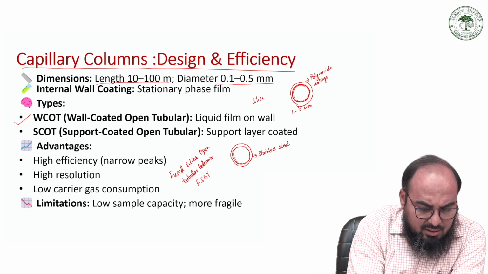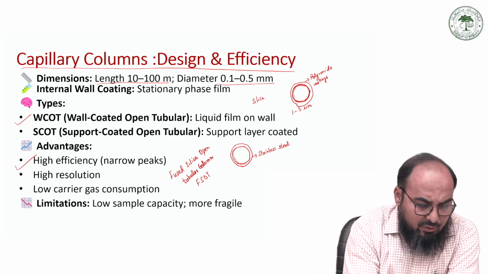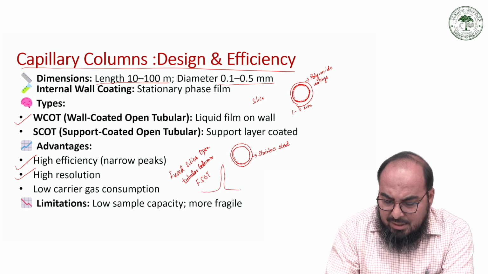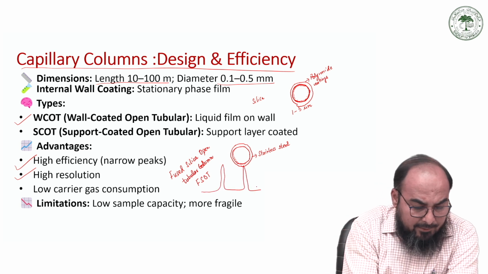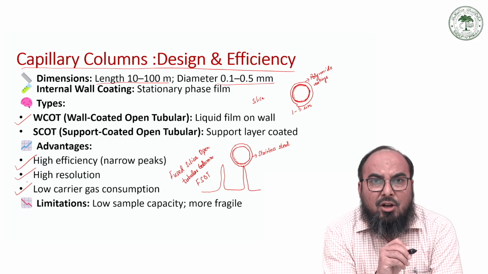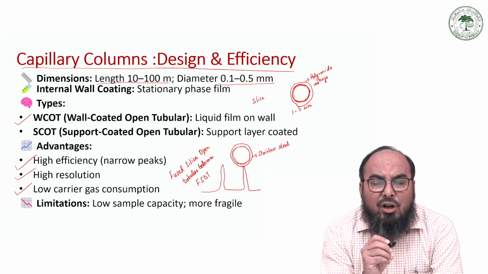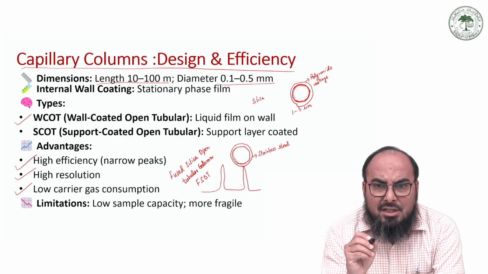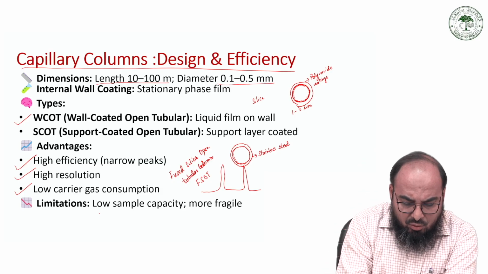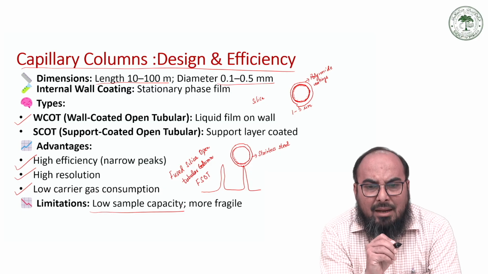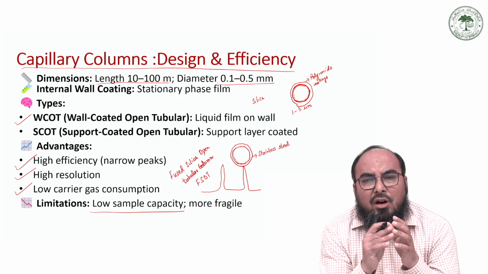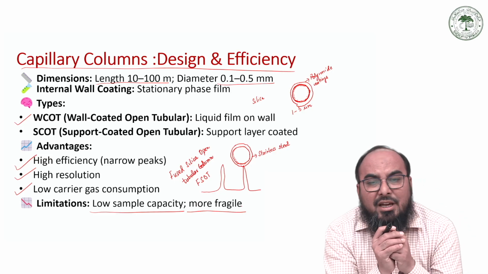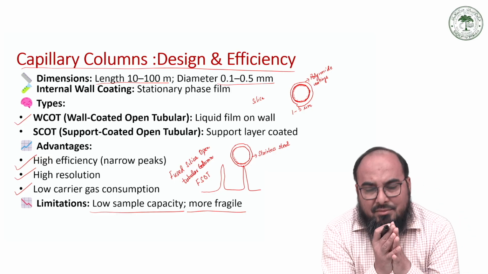So again, they are highly efficient, they give very good resolution, that is your peaks, they give you well separated peaks, and low carrier consumption, because now your carrier gas will go without any obstruction. So the limitation is, because of the small size, you can only run a very small quantity of sample. And again, if your column is made up of glass, then you have to take too much care of it, because these are fragile systems now.